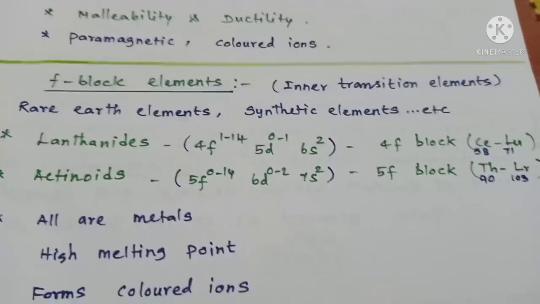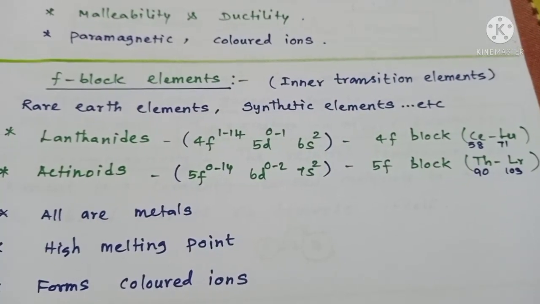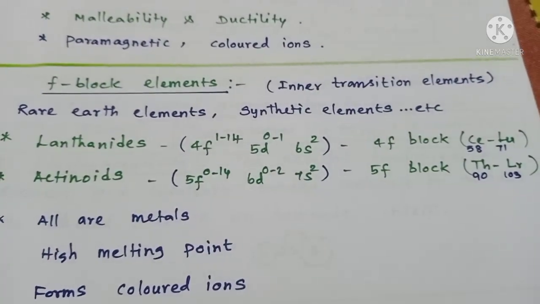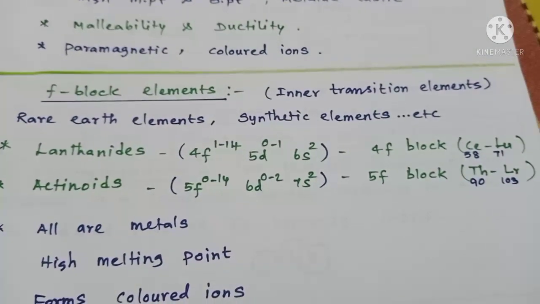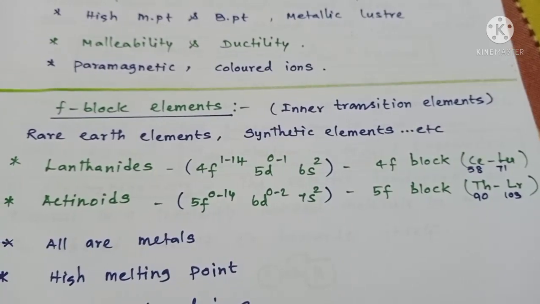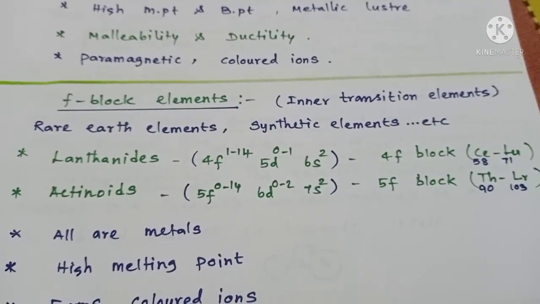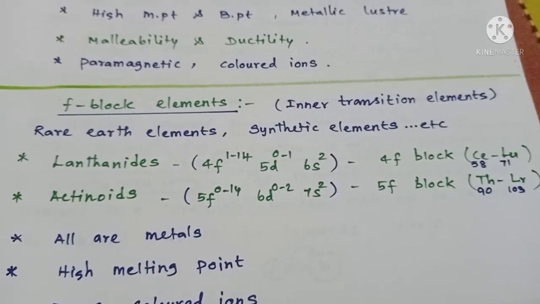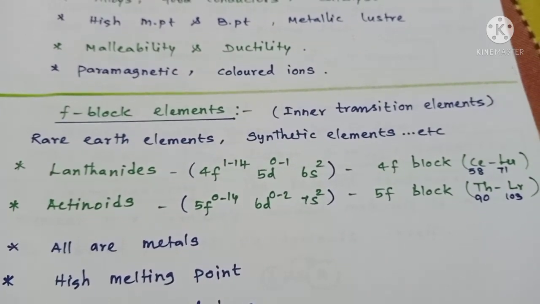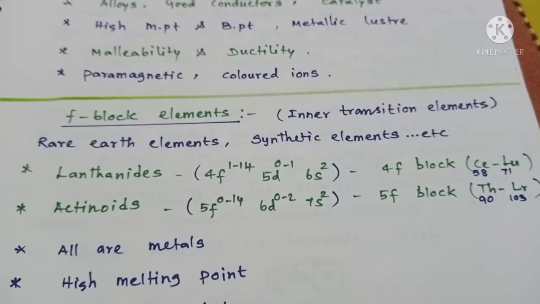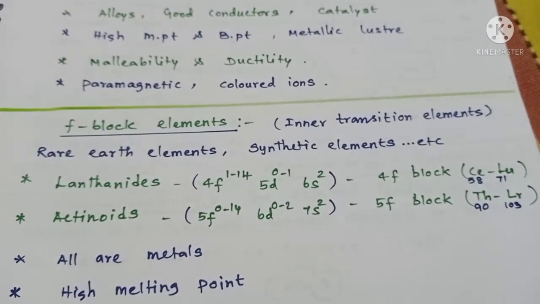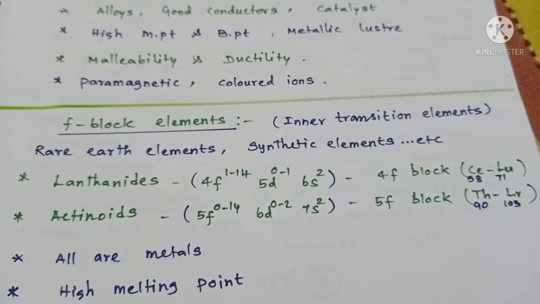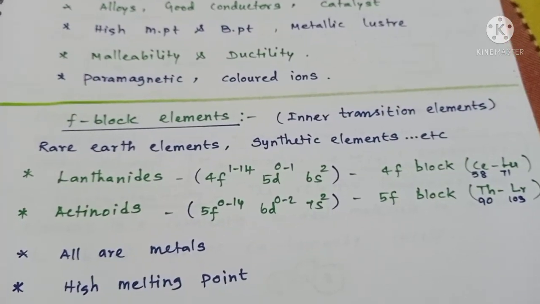Okay, actually it starts with cerium with atomic number 58 and ends with lutetium, Lu, atomic number 71. So almost 14 elements are there. Okay. Similarly, actinoids are also called 5f block elements because the extra valence electron is getting added in the 5f orbital. There are 14 elements starting with thorium, atomic number 90, to the last element lawrencium, atomic number 103.